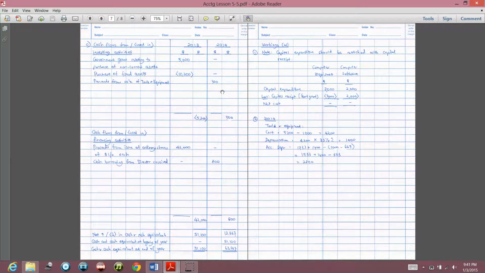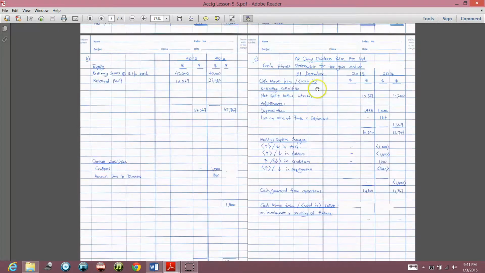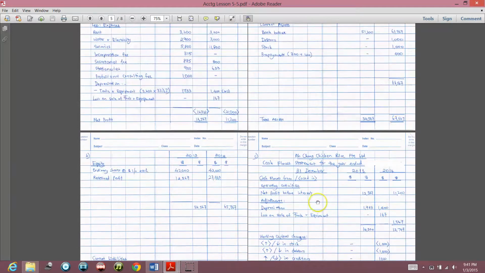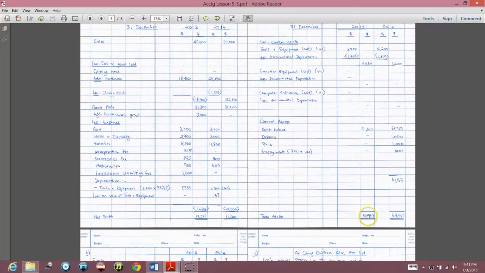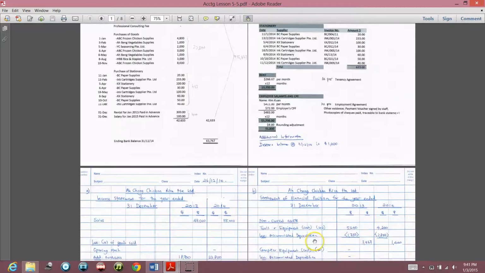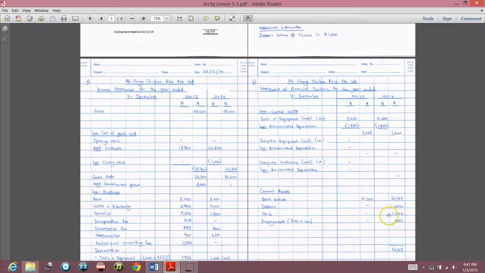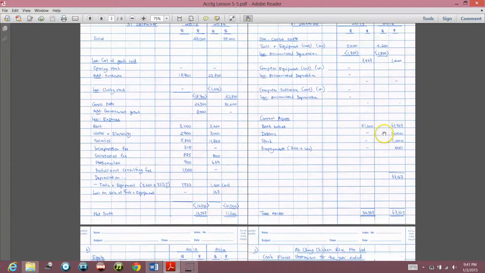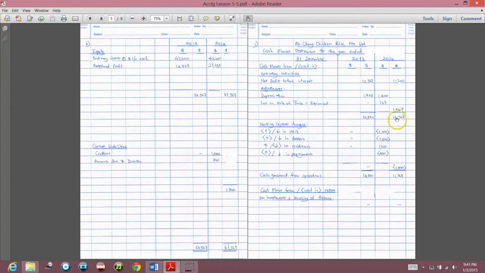You must be very clear, this is a cash flow statement, this is not a profit and loss account. That's why I put it in such a way. A cash flow statement is a different presentation from this one. It is another way to present the receipts and payments.